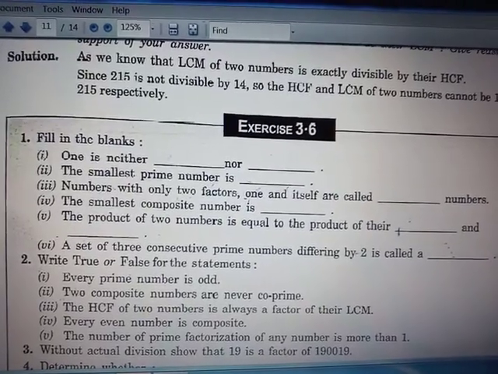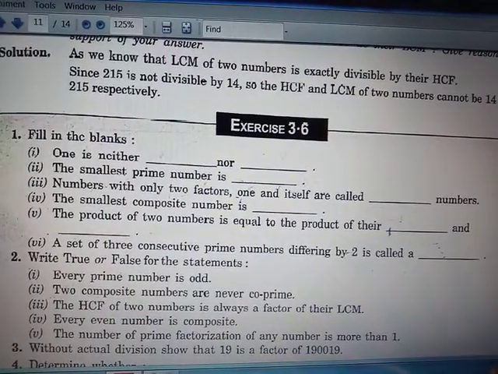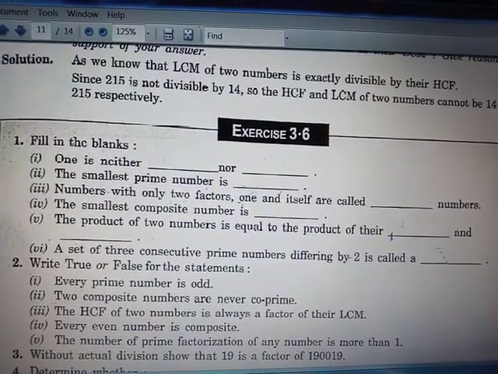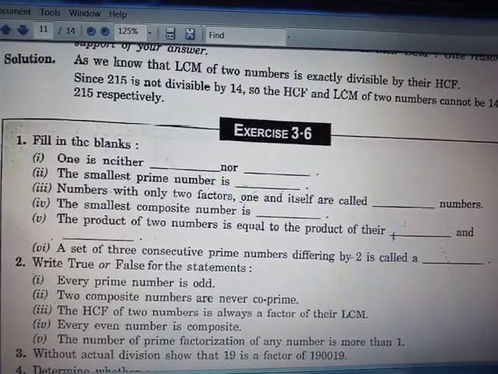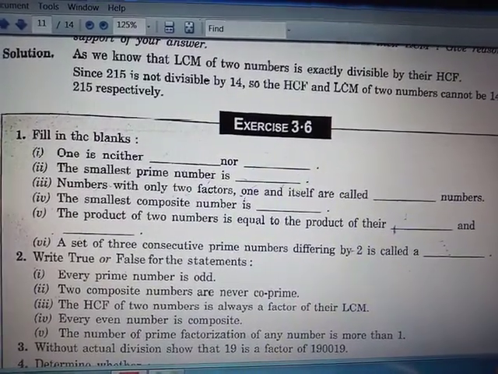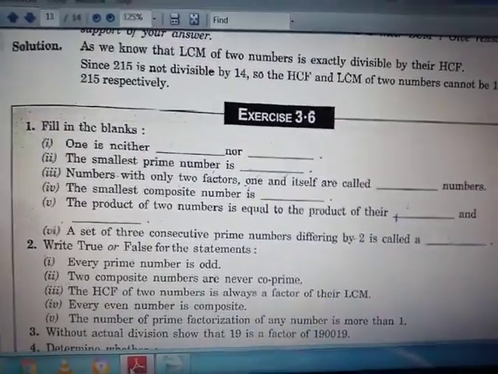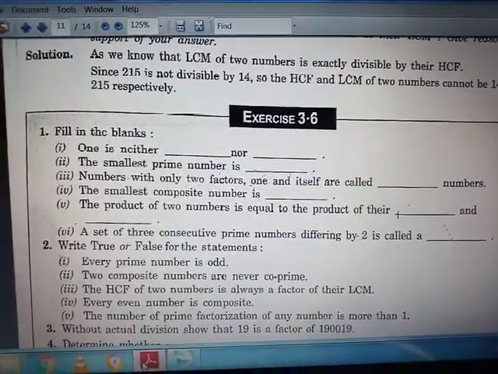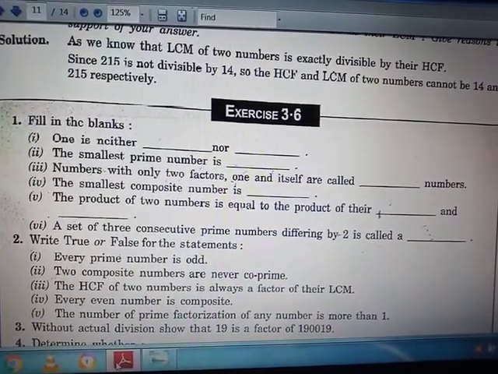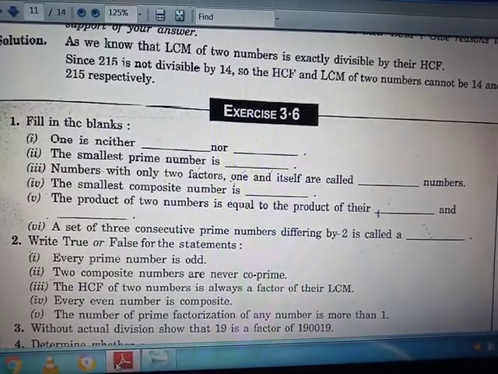The second one is: the smallest prime number is 2, because 2 has both 1 and 2 as factors. And if we move to 1, then 1 has only one factor, that is 1 itself. So 1 is not a prime number, and the smallest prime number will be 2. The answer for the second blank is 2. The third one is: numbers with only two factors, 1 and itself, are called prime numbers. So in this blank we have to write prime.